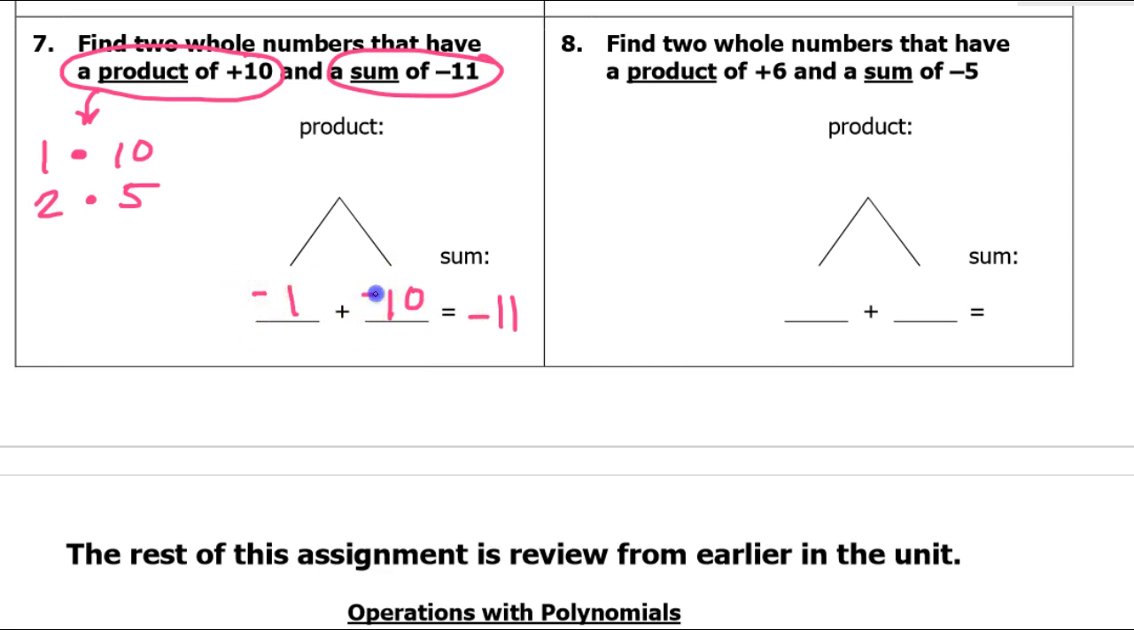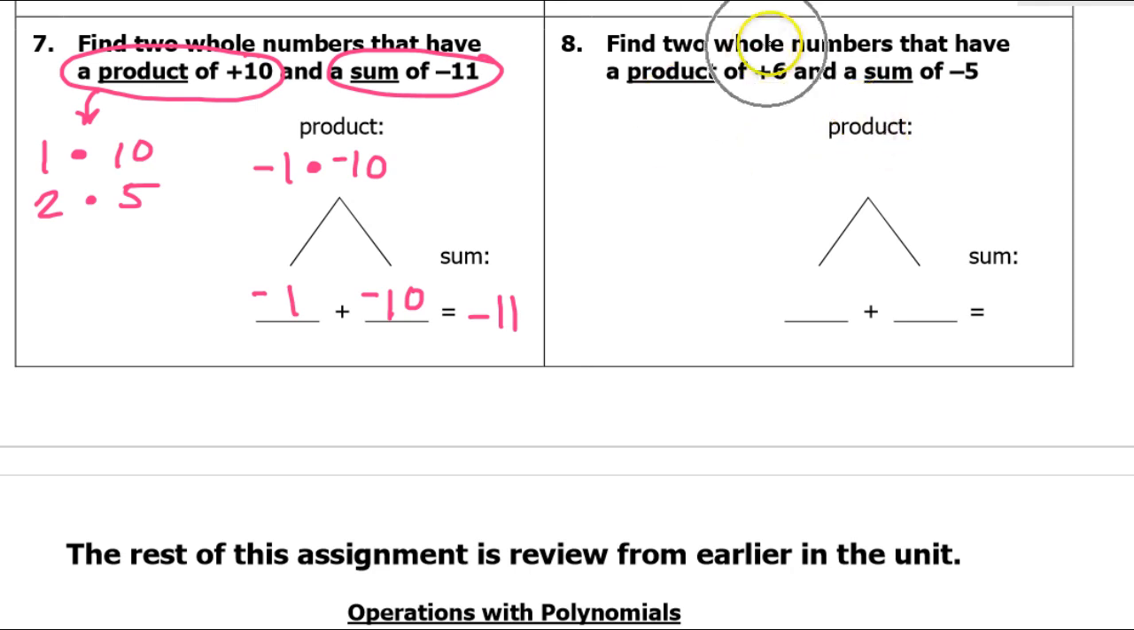If I make both of these negative, negative 1 plus negative 10 is negative 11. Now let's write that as a product. Negative 1 times negative 10. Well, guess what? That does give me positive 10. So I have a product of positive 10 and a sum of negative 11, so we've done it again. All right, one more time.